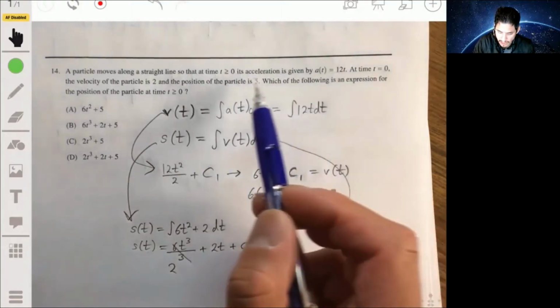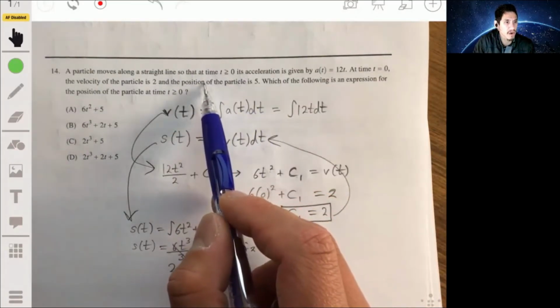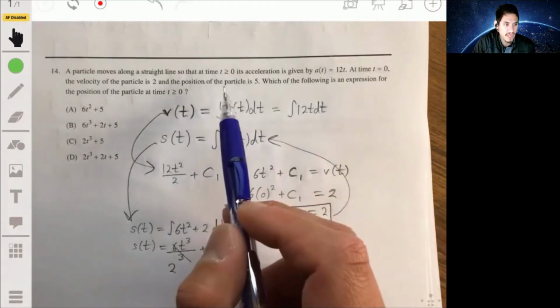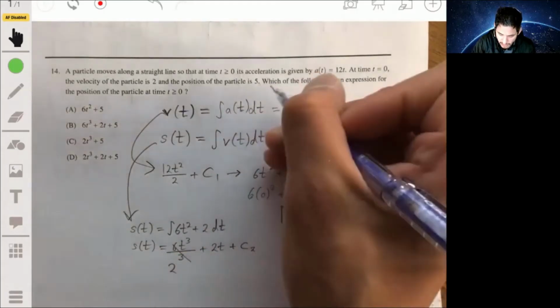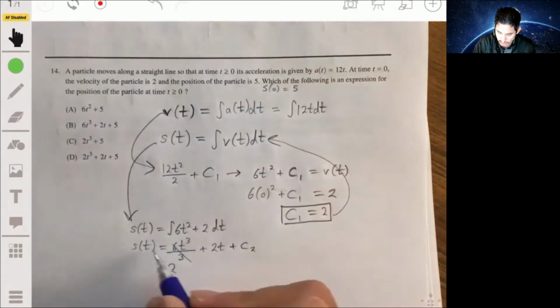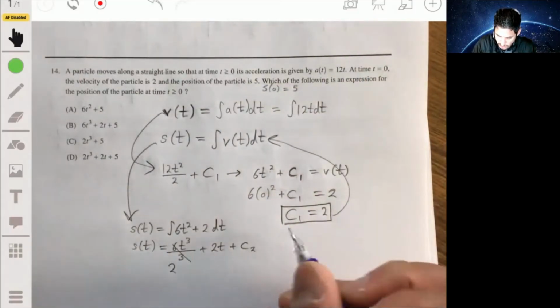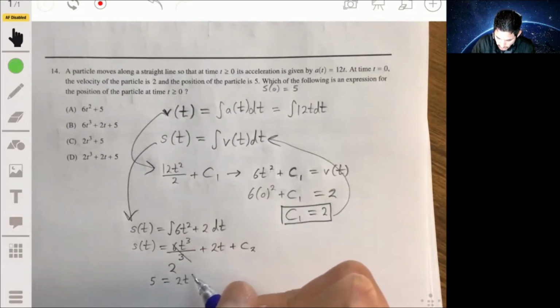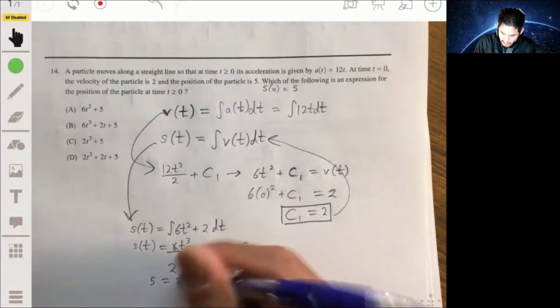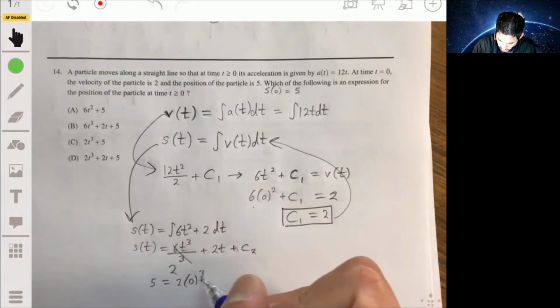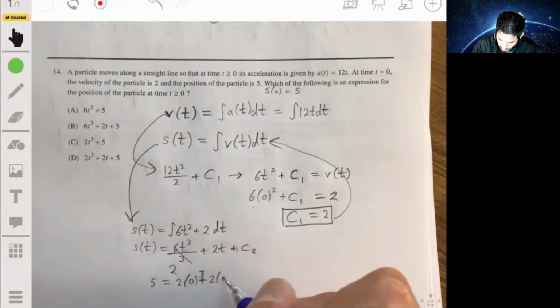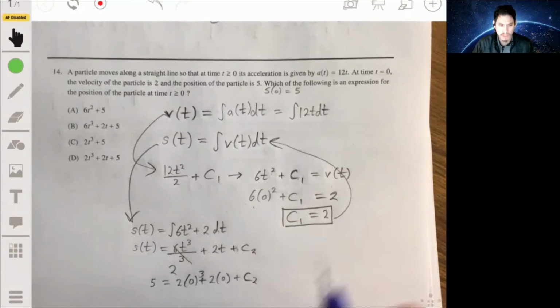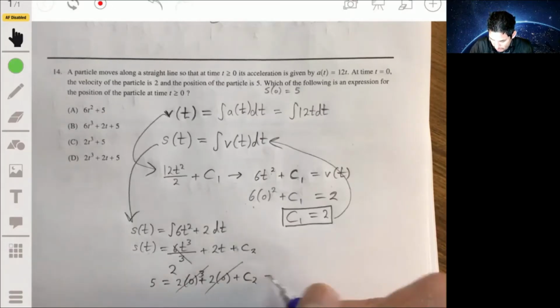Now, we're also told that the position of the particle at time t equals 0 is 5. So s of 0 is 5. So then we can basically solve this for c2 because we can set this equal to 5. So 5 would be equal to 2 times 0 cubed plus 2 times 0 plus c2. I'm sure you can do this in your head. I just want to show it to you. Because that's 0, and that means that c2 then is 5.